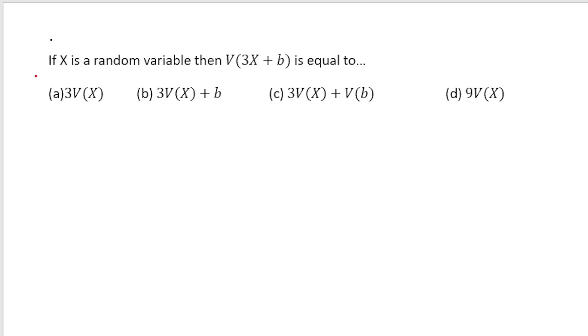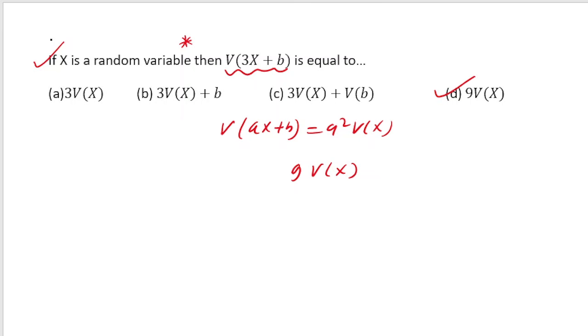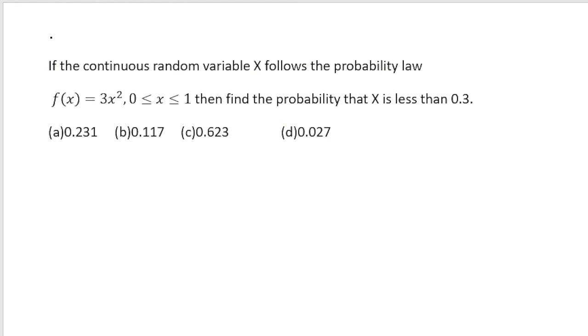Okay, so this is another very interesting and very popular question. Variance of 3x plus b. We have discussed one property, that variance of ax plus b is equal to a square into variance of x. So here a is 3, so it will become 9 times variance of x. So the correct answer is D. They ask this question quite frequently.